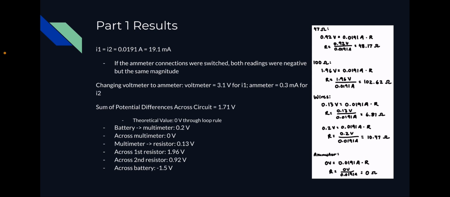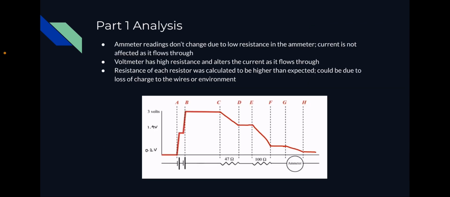And I calculated the resistance in each of the resistors and the wires and the ammeter based on our measured voltage and our measured amps, and found that for both resistors, the resistance was calculated to be slightly higher than the given value for the resistor, which could be due to the wires having taken some of the charge and the charge being lower, or for other reasons.